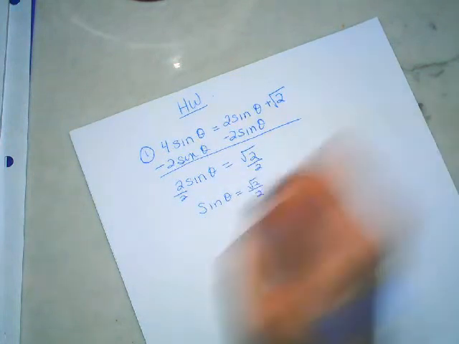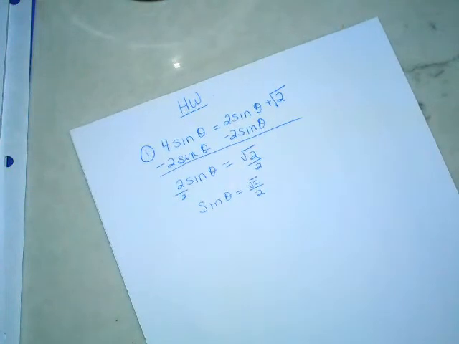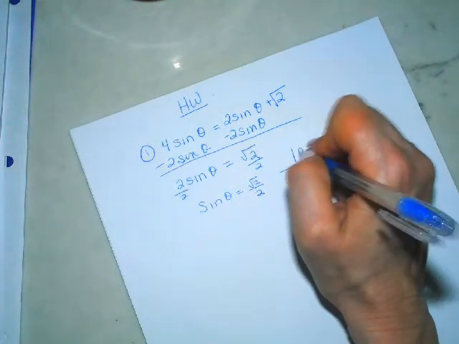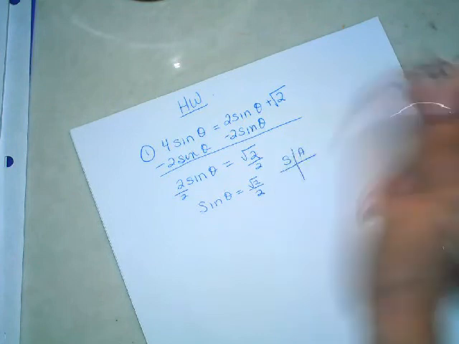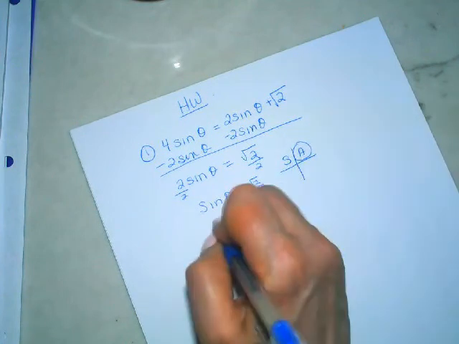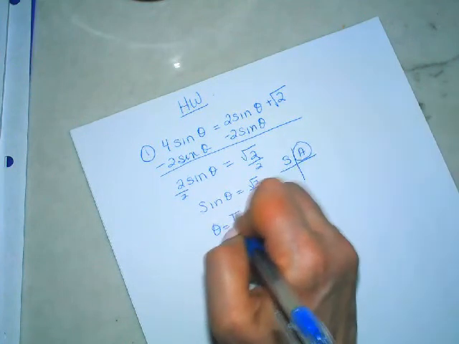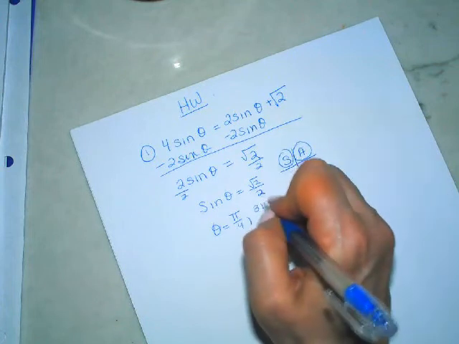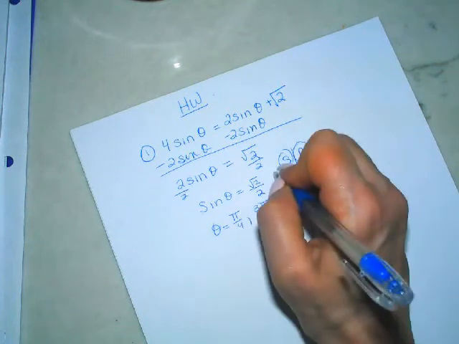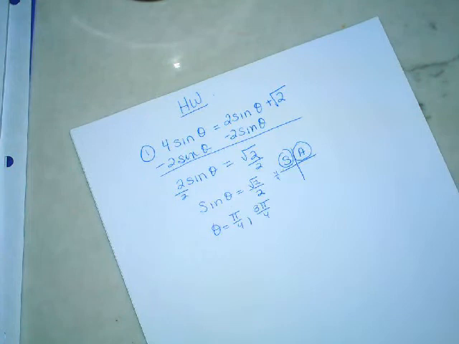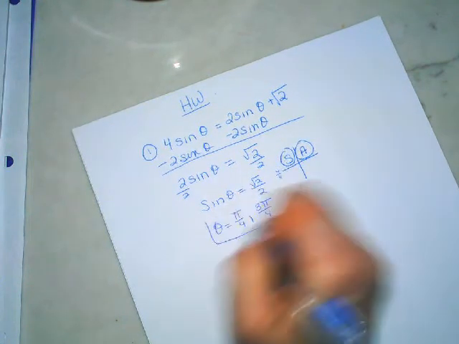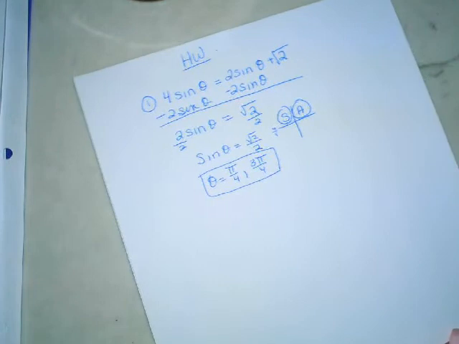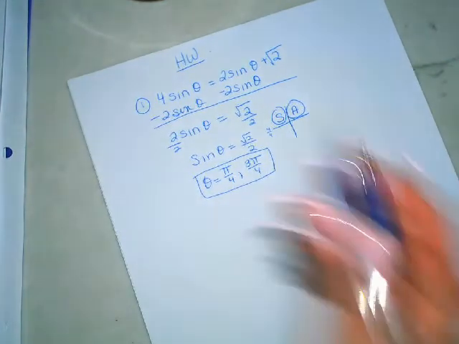Okay, now I have to find what angle has a sine of radical 2 over 2. First of all, it's positive. I know sine is positive here and here. In quadrant 1, theta is going to be pi over 4. In quadrant 2, theta is going to be 3 pi over 4, because I know this is 4 over 4, and we haven't yet gotten to that. So that's my answer. There are 2 angles that have this answer. If you're missing one of the angles, you are not correct. It has to be both answers.